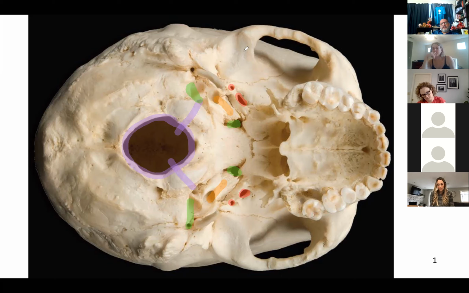Oh, and we even have our stylomastoid foramen, which we see really nicely on this one here, and this one over here as well.